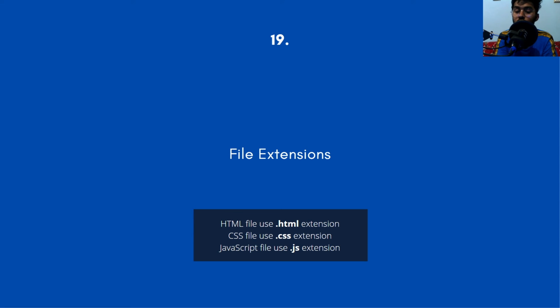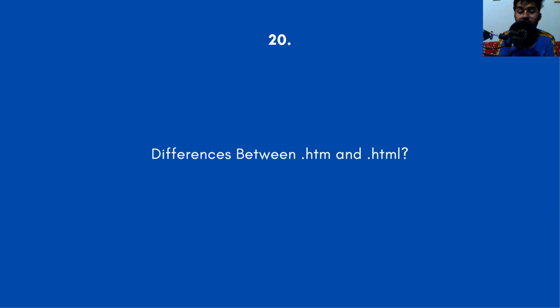For an HTML file use the .html extension, for a CSS file use the .css extension, and for a JavaScript file use the .js extension. And last, what is the difference between the .htm extension and the .html extension? There is no difference between them. You can use both extensions for an HTML file, because both will be treated as an HTML file by any browser or web server.